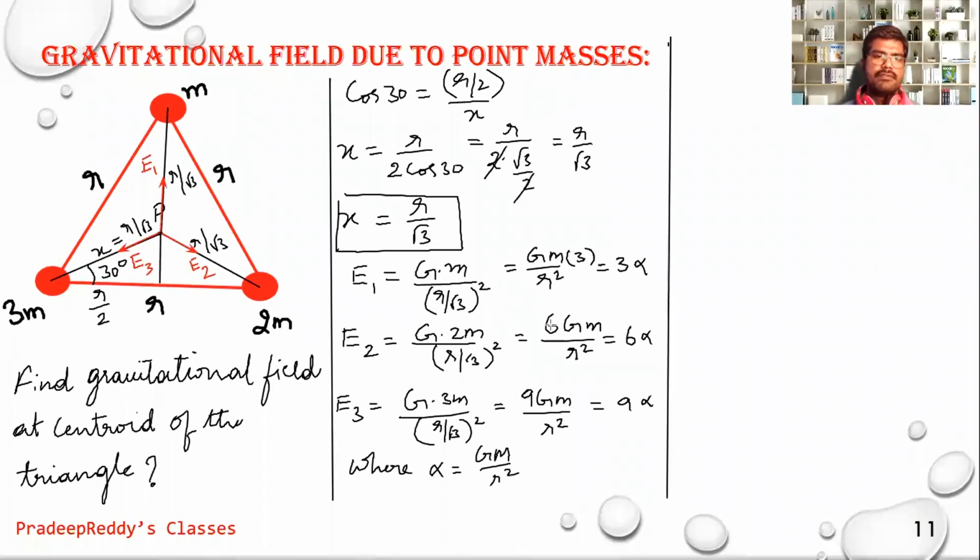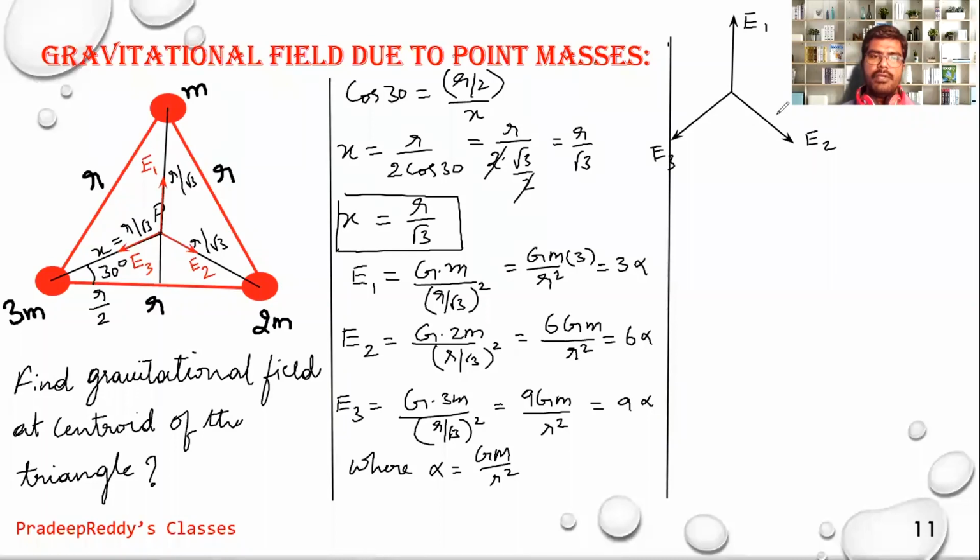These are vector quantities. Now let me draw those vectors here. This is one vector. This is another vector. And this is another vector. These are the three vectors. It is E1. This is E2. This is E3. Okay. E1, E2, E3 are not in the same direction. Therefore, you cannot add them directly.